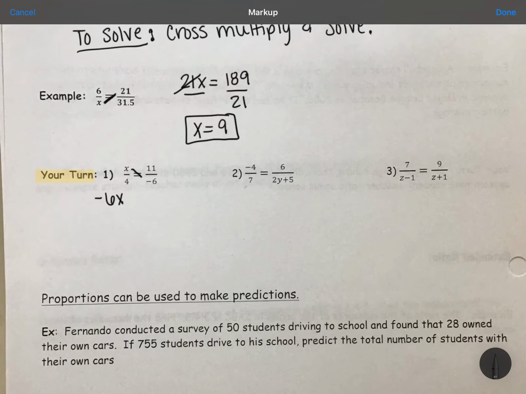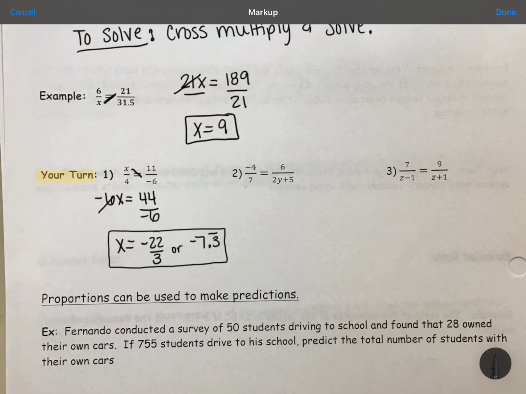All right, again, I'm going to start with my variable term. So negative 6x equals 4 times 11 is 44. Divide by negative 6. So x would be a fraction here or a decimal. I really don't care if you leave it as a reduced fraction or if you give me a decimal. Those are both correct answers. They mean the same thing. Some students would also give me a mixed number, such as negative 7 1/3. That would work as well. I'm not a big mixed number fan, though. I like the improper fractions or the decimals.